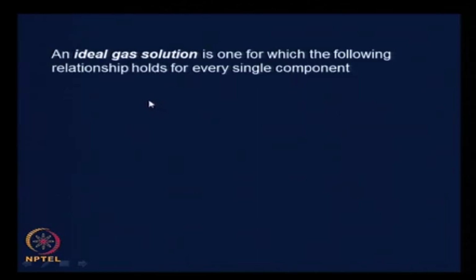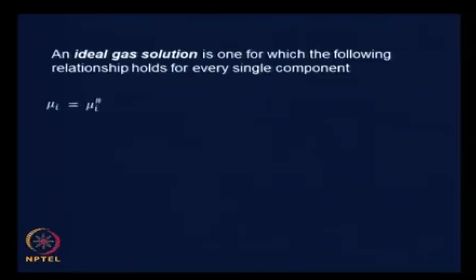Okay. This is all for perfect and imperfect, and what we would see more of in this particular module is an ideal gas solution. We had an ideal gas and non-ideal gas. Now we are looking at an ideal gas solution and a non-ideal gas solution, and we said with this formulation it is easy to extend them to either liquid or solid solutions also, mixtures also. So an ideal gas solution is one for which the following relationship holds for every single component: mu_i equals a certain mu_i hash plus RT ln y_i.